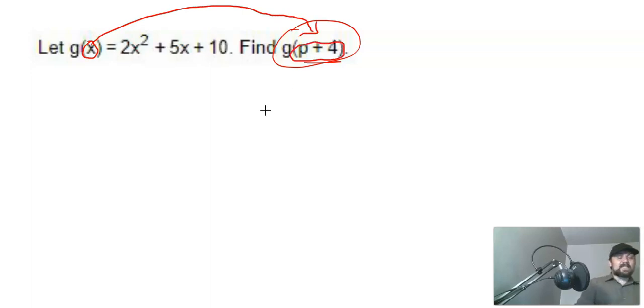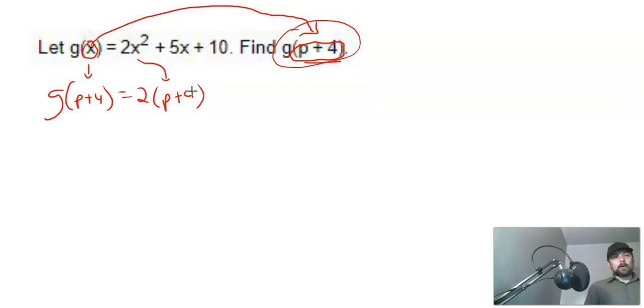So we want to make that same substitution in the rest of the equation. So everywhere I see an x, starting with the function notation, I'm going to replace it with p plus 4. I do that here, but I have to do it throughout the rest of the equation as well. So this x becomes p plus 4, and then that has to get squared, plus 5 times this x becomes p plus 4, plus 10.